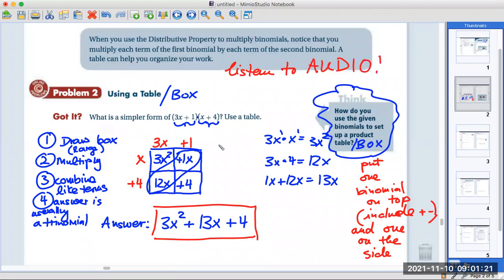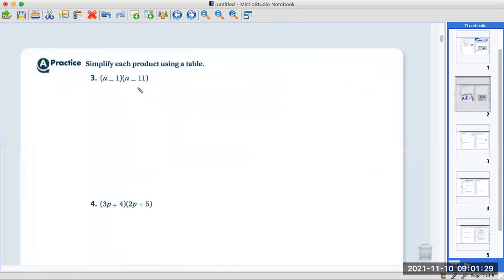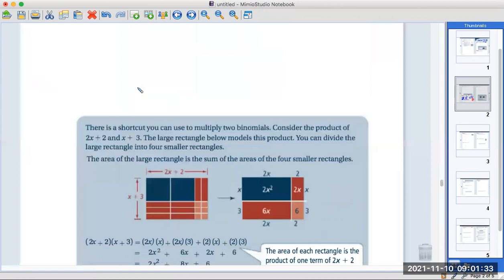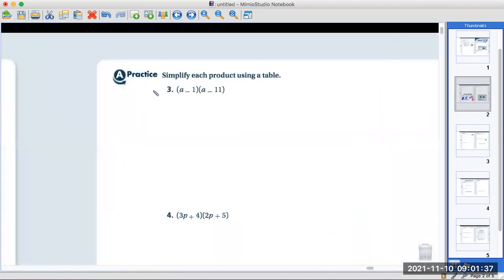Okay, make sure you do not just write what I'm saying, because also verbally I give you a lot of information. Next page, practice. I think we only need to do one. These are minuses. It just didn't come out right. I'm going to rewrite this question. I want to show you how to do the minuses. So I'm going to rewrite it: a minus 1 times a minus 11.